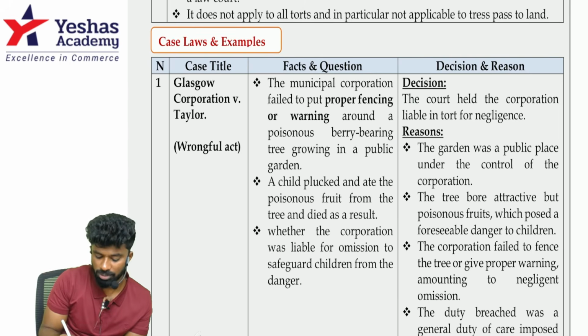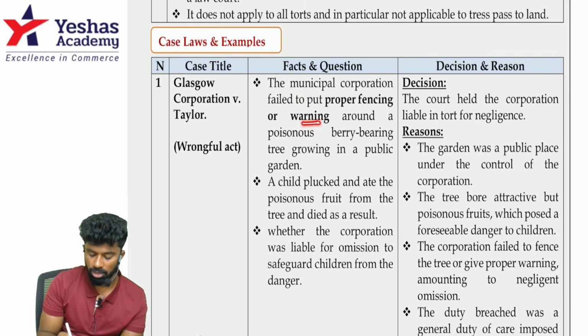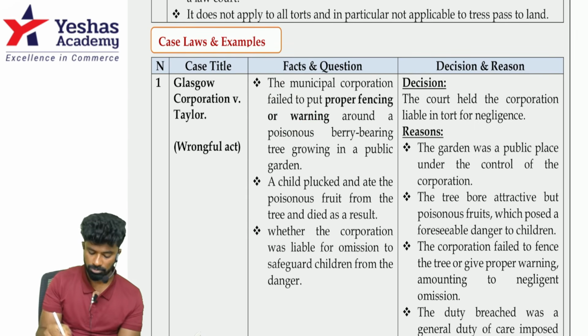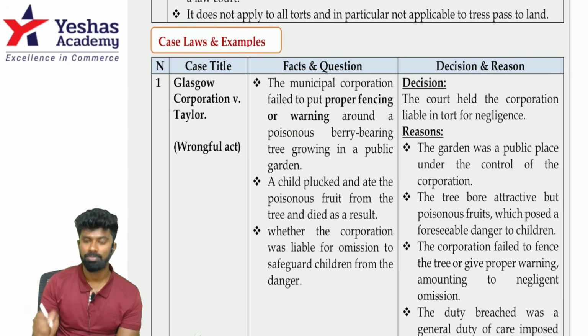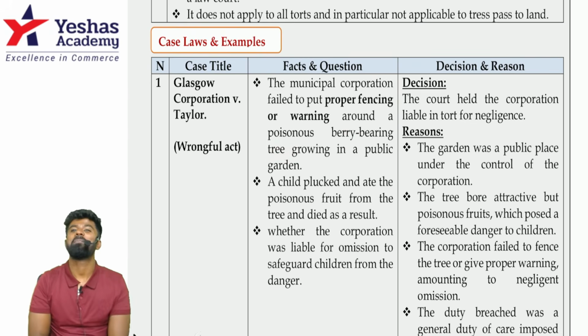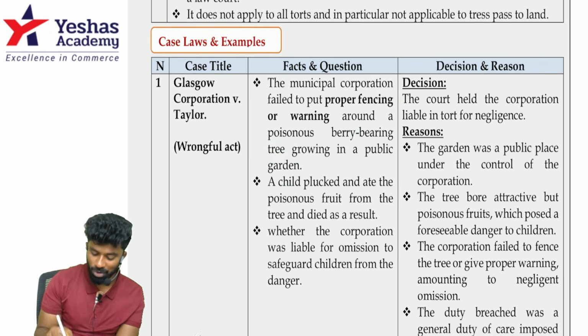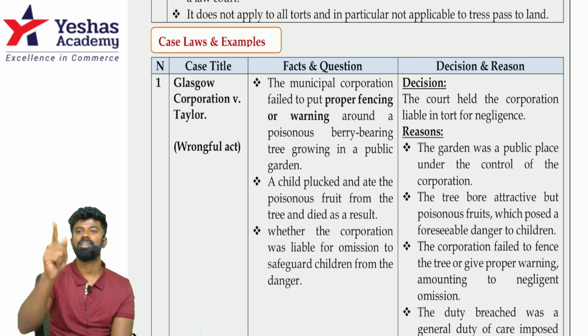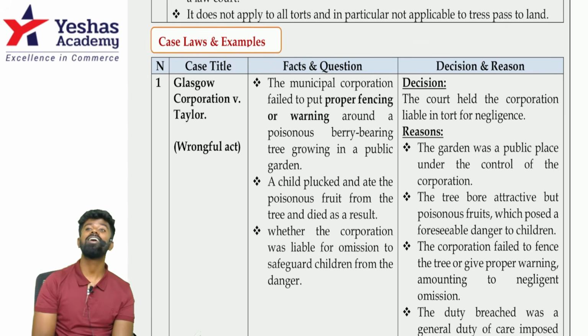Wait. Which corporation? Did they fail to put proper fencing? Yes. Or warning around a poisonous... Continue. Peri allama. Berry bearing tree. What tree? Berry bearing tree. Growing in a what garden? Public garden. You know what is public garden? Tell me what is public garden. Lal Bagh is a public garden.